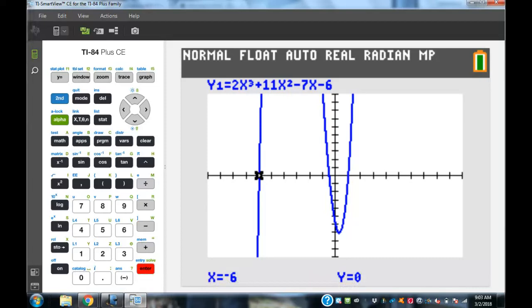When you hit trace and type in the x value that you're trying, if you don't get 0 there, then that's not what it is. It's not a 0. It's not a solution to the polynomial. Okay, what number is this? It's -1/2. How do we know it's -1/2 and not maybe -3/5? Because those are really close together.